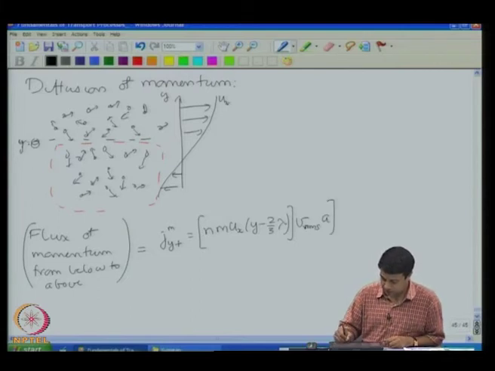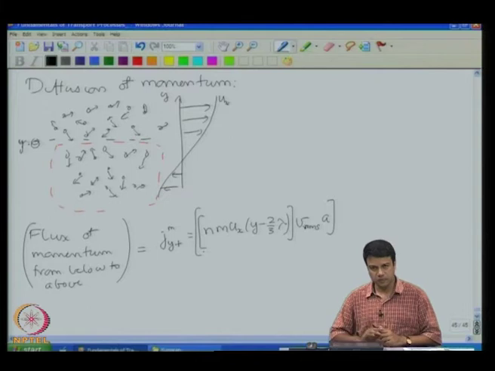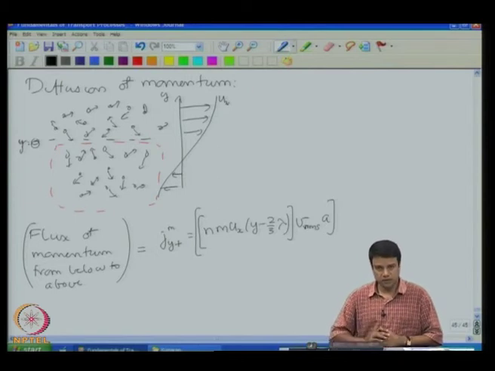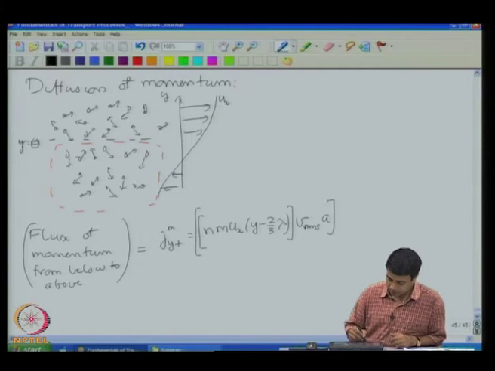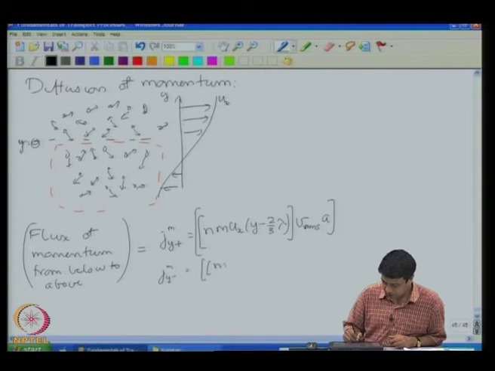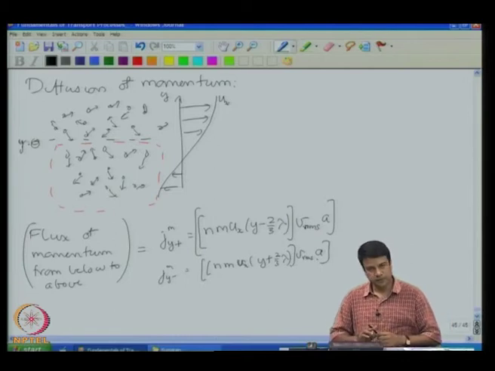In the previous case it was 1 by 4, we will not worry too much about what exactly the numerical value of that constant is. So, this is the momentum that is going from below to above. The momentum coming from above to below is going to be similar, except that it is equal to Nm times Ux at y plus 2 by 3 lambda into Vrms, the fluctuating velocity.